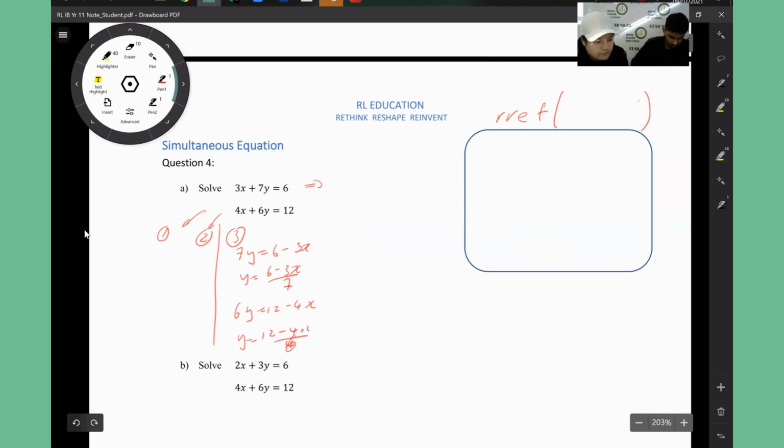Okay, it's quite useful. But first, to use this, you need to convert this into a matrix first. So to convert it into a matrix, the requirement is they both must be in order: x, y, constant; x, y, constant. So they are both in order. So I can write 3, 7, 6, 4, 6, 12. Does it make sense? Yeah. So what I do is RREF of this matrix.